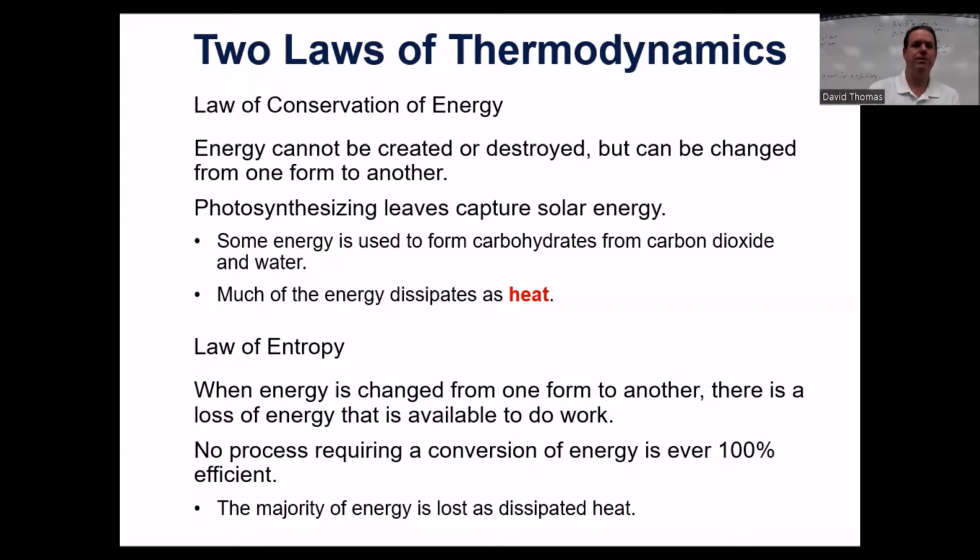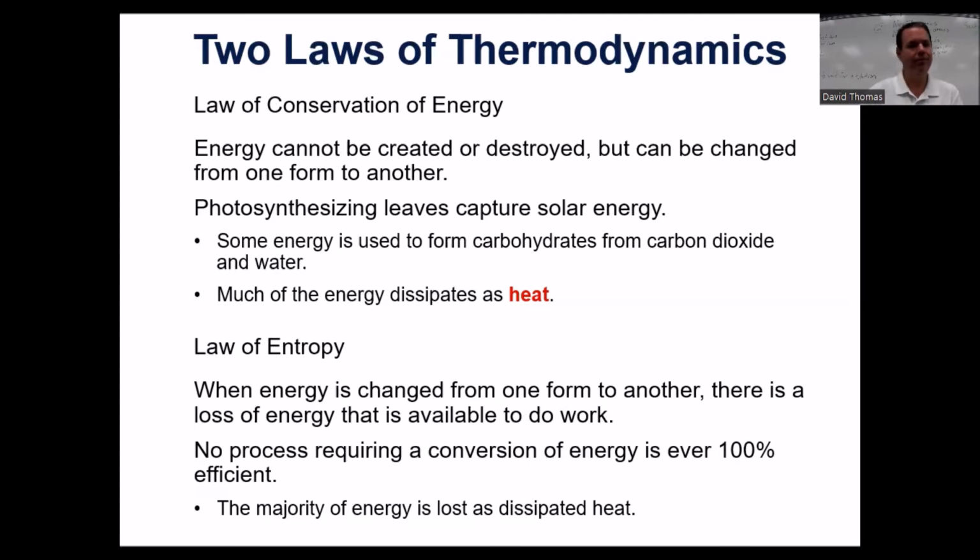Second law of thermodynamics here, the law of entropy. Entropy says when energy goes through a transformation, when you change the form of energy, there is always a little bit of energy that gets lost. Or there is some amount of energy that doesn't get used for the work you were trying to accomplish. In other words, no energy conversion is 100% efficient. You get some loss of energy.